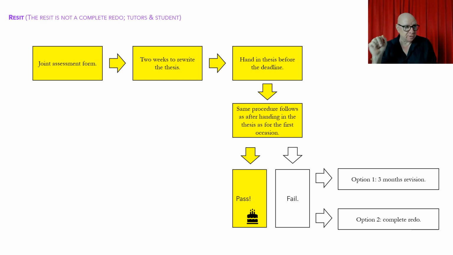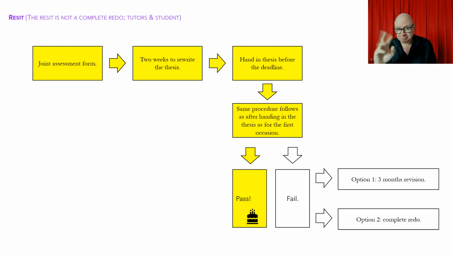Then we have 2 options. The first option is to do a 3-month revision. Based on the joint assessment form, you try to improve your thesis, take 3 months for that, and then you hand it in. During those 3 months, there's only one time you get feedback from your supervisor. That is basically to make sure that the amount of supervision that each student gets is by and large the same. So you get only one feedback meeting from your supervisor.